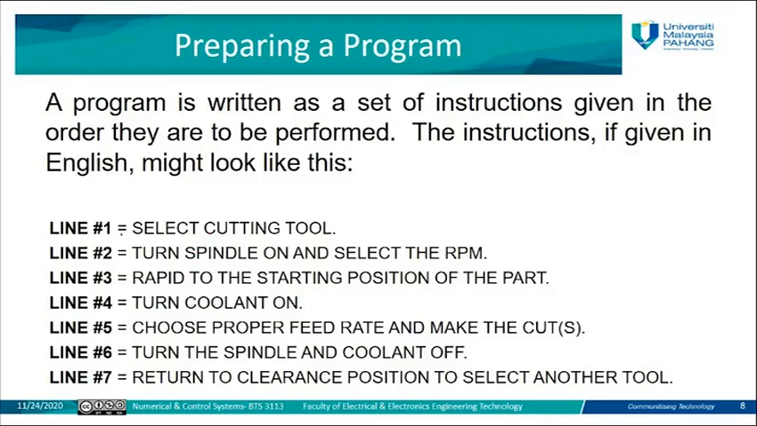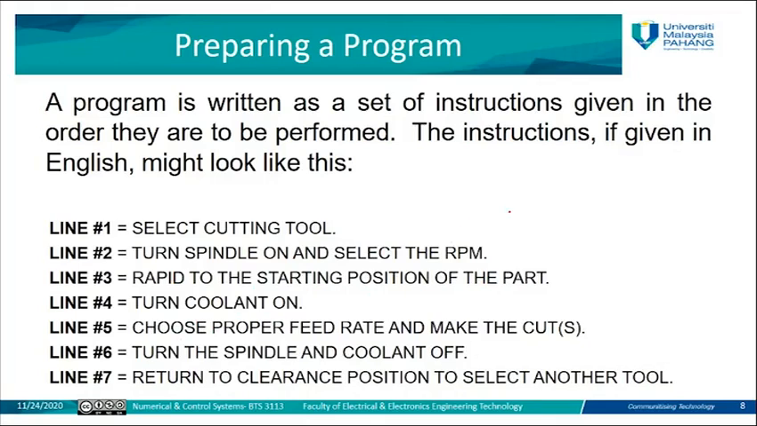So, for example, in line 1, select the cutting tool. We need to select the type of the cutting tool. Which cutting tool is it? Tool number 1, number 2, number 3, depending on the machine itself and the number of the cutting tool. Then turn the spindle on and select the speed, RPM. Then rapid to the starting position of the part. Turn coolant on, choose program.